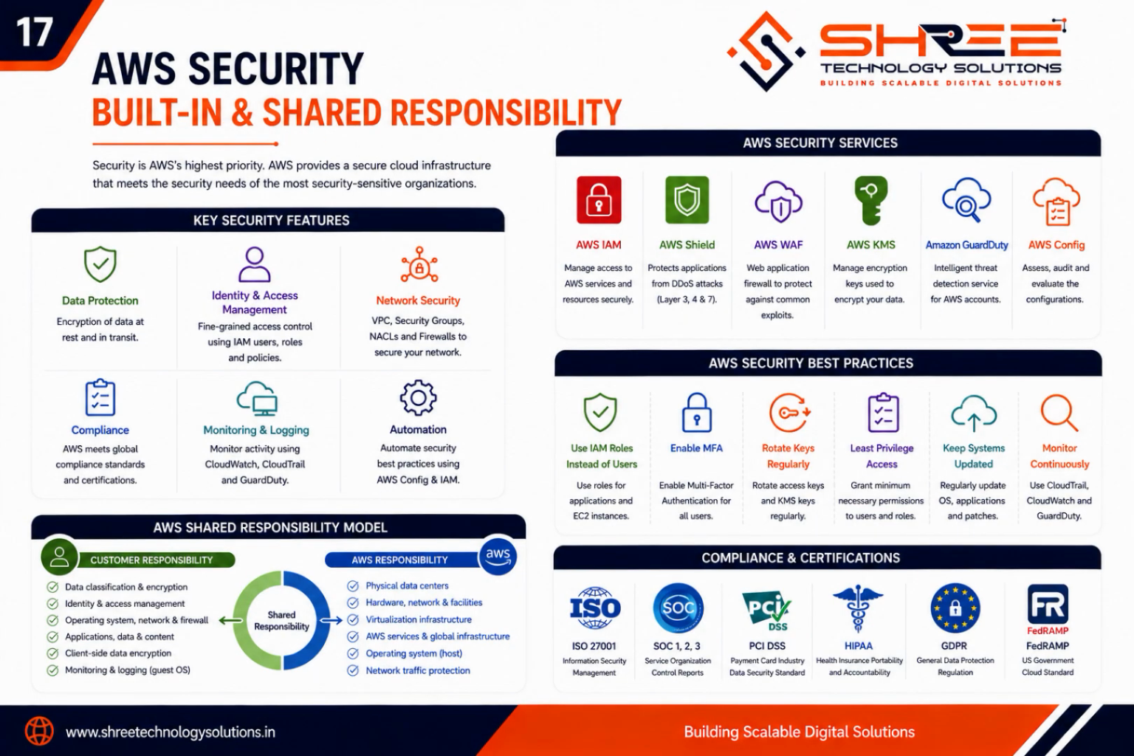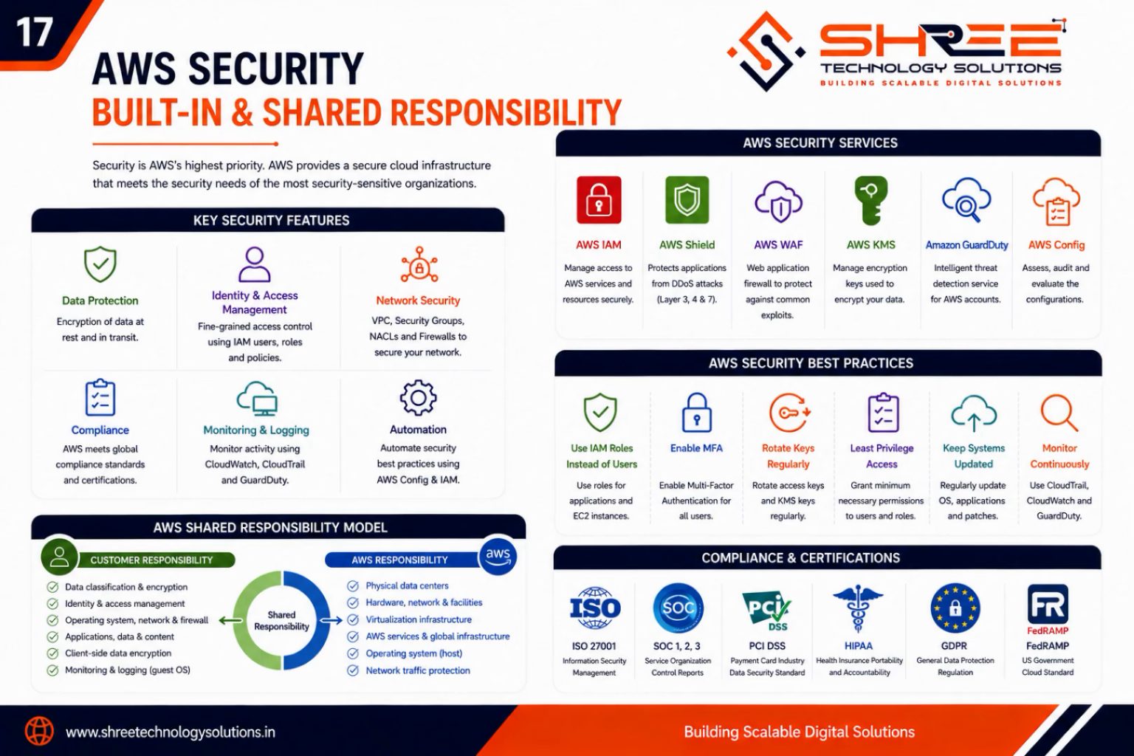Security is AWS's highest priority. AWS operates under a shared responsibility model. AWS is responsible for security of the cloud, including physical data centers, hardware, and core infrastructure, while the customer is responsible for security in the cloud, such as data encryption, IAM access, and firewall configurations.